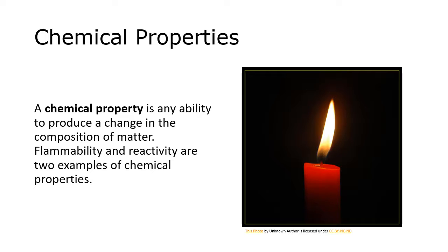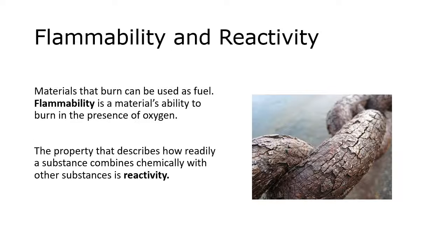Since we just completed our lesson on physical change, can you point out a physical change that occurs when you burn a candle? If you came up with melting, you are correct. Two of the common examples of chemical properties are flammability, which is a material's ability to burn in the presence of oxygen, and reactivity. Reactivity describes how easily a substance chemically combines, or reacts, with another substance.